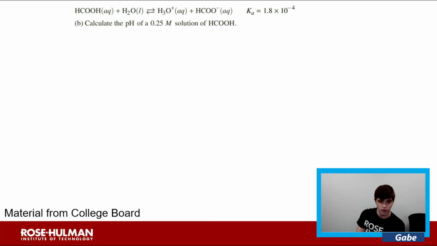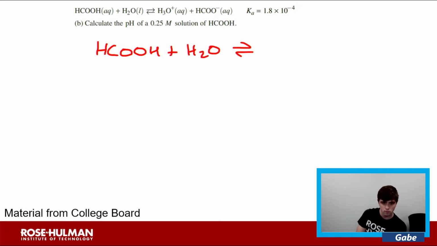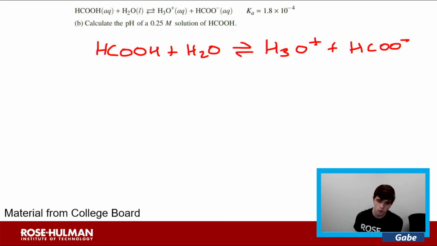Looking at methanoic acid, we can see that it is a weak acid. In our equation sheet, you were given the strong acids and weak acids. So when we want to find the pH for a weak acid, we write out our formula. Now we have our formula here, and when we want to solve for pH, we want to make what we call an ICE table, which stands for initial, change, and equilibrium.